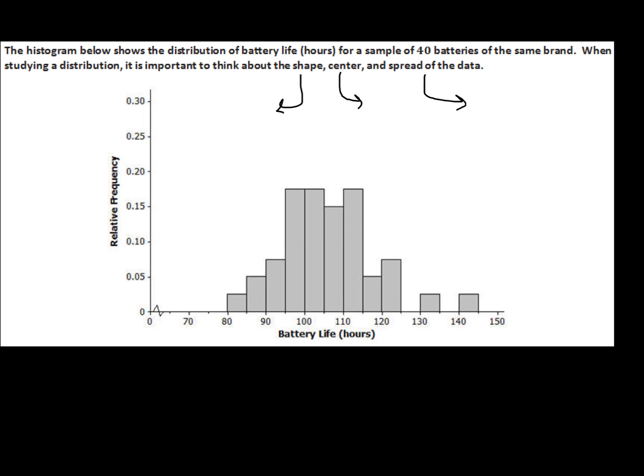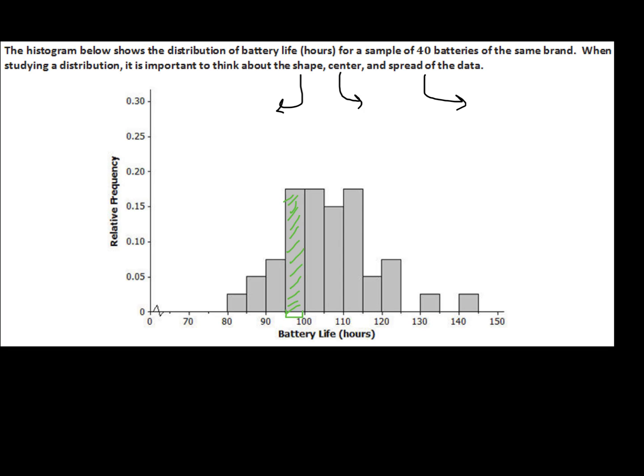And so what we can do is create a relative frequency distribution. Before we talk about shape, center, and spread, I want to make sure we understand what the relative frequency chart is showing. So let's take a look at this bar here and think about what it represents. Notice that it has a width of 5 hours. It goes between 95 and 100. So this bar represents all batteries that lasted between 95 and 100 hours.